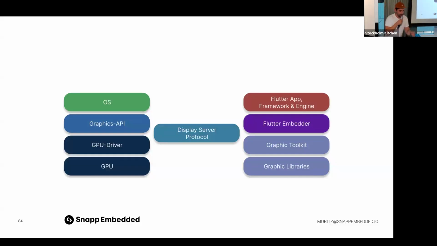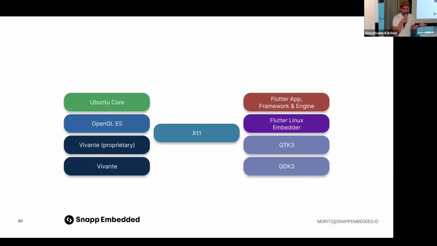So we have the GPU, and in our first example, we have a Vivante GPU, we have the Vivante GPU driver, which is proprietary by the GPU supplier, which makes sense, but more to come on that part. We use OpenGL-ES, Ubuntu Core, and as display server protocol Xorg. You don't need to know all of these things. It's just an example. But in this example, we can just use the very normal Flutter Linux embedder.